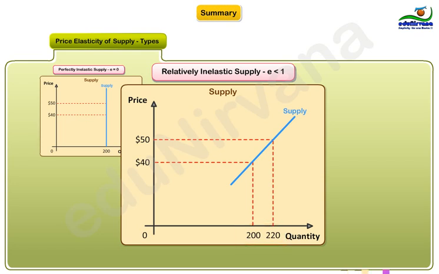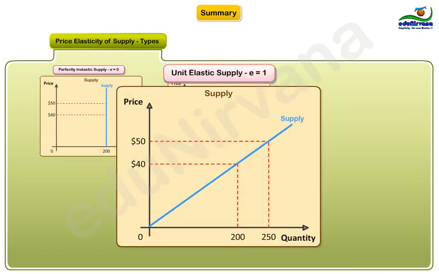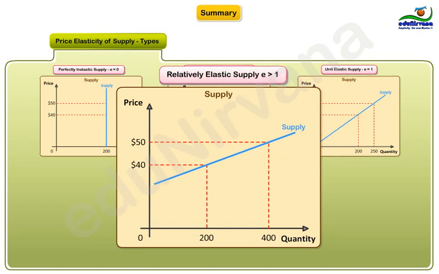Unitary elastic supply, E is equal to 1. When an X percentage change in prices leads to an equal X percentage change in quantities supplied. Relatively elastic supply, E is greater than 1. When an X percentage change in prices leads to a greater X percentage change in quantities supplied.